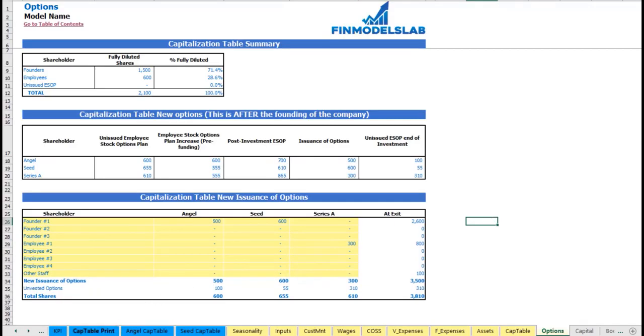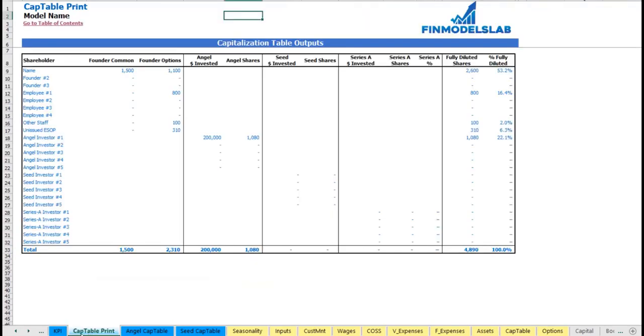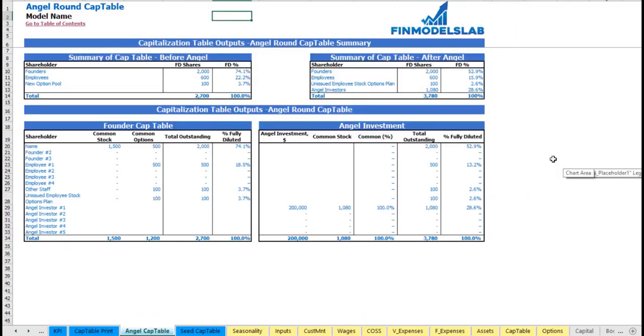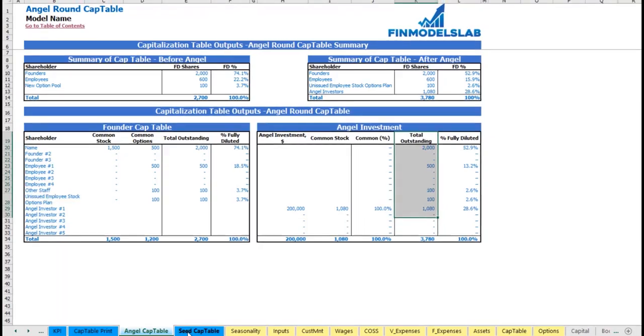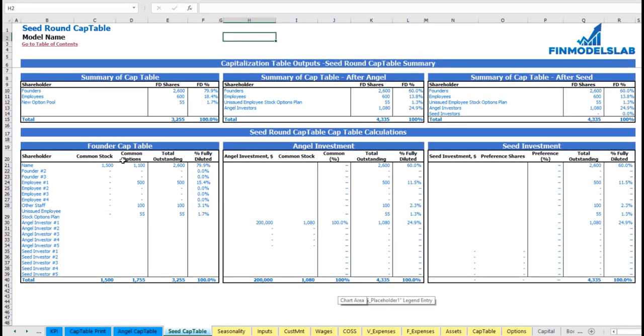As a summary, you have 3 reporting tabs which can be printed. This is cap table print, digitalization of funding, angel, seed, and Series A round, more detailed angel cap table round, which is summary of cap table before angel, after angel, and the breakdown of investors by investor names, dilution, outstanding, and common percentage. The same structure has seed cap table, it has founder cap table, angel investment and seed investment digitalization, and on the top you can see the summary of cap table, after angel and after seed funding.